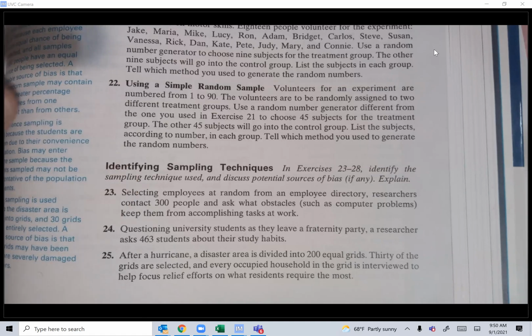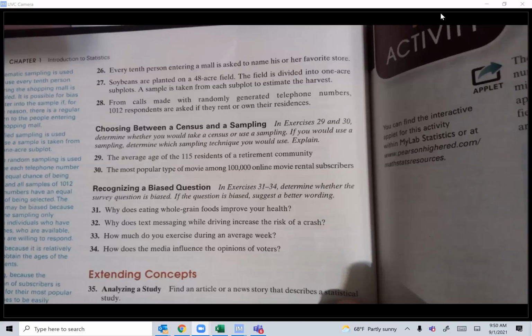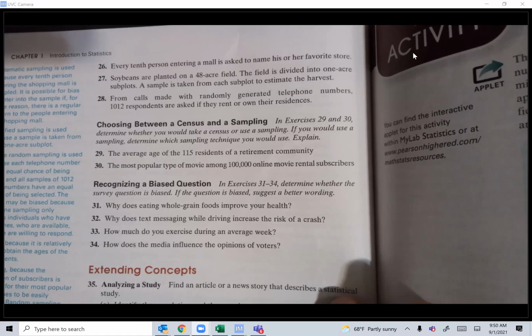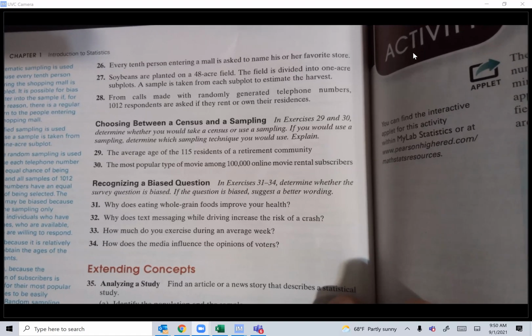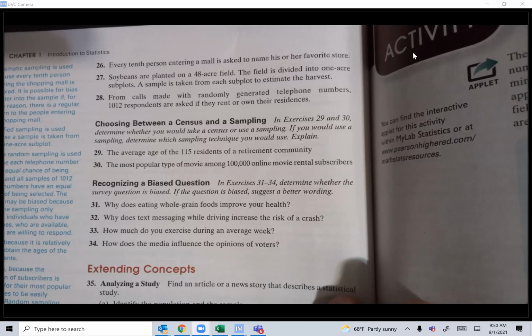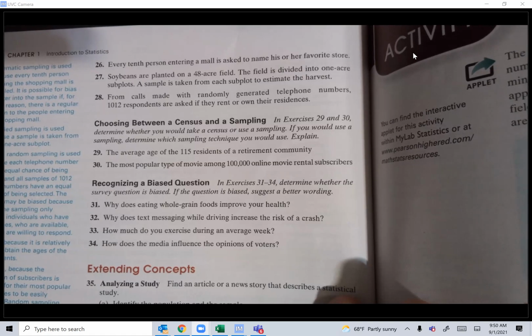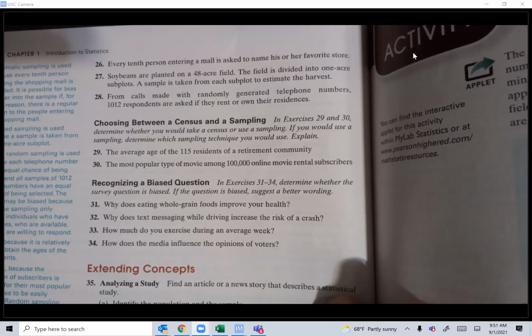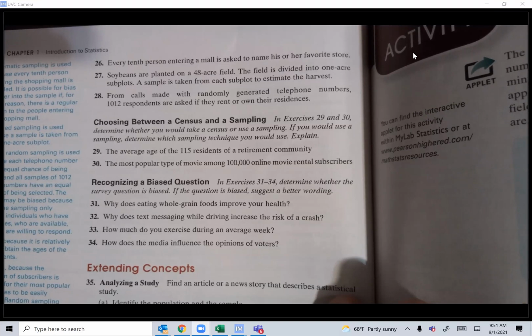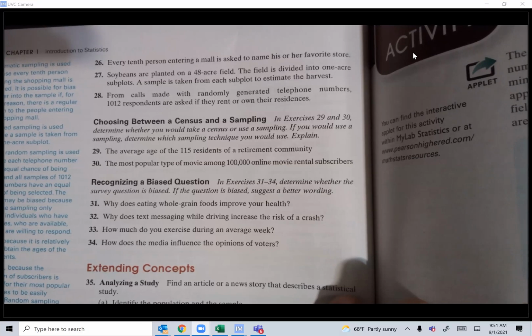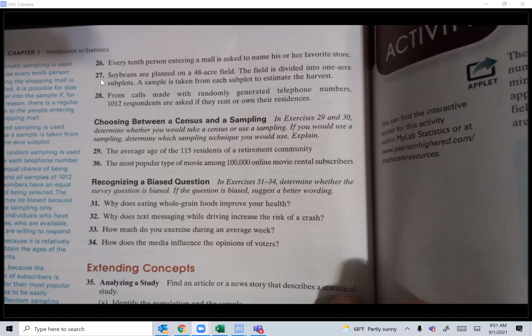Okay, let's do a couple more. 26. Every 10th person entering a mall is asked to name his or her favorite store. What do you guys think? What does it call it? Not a convenience one, starts with S. Systematic. Systematic. Yeah.